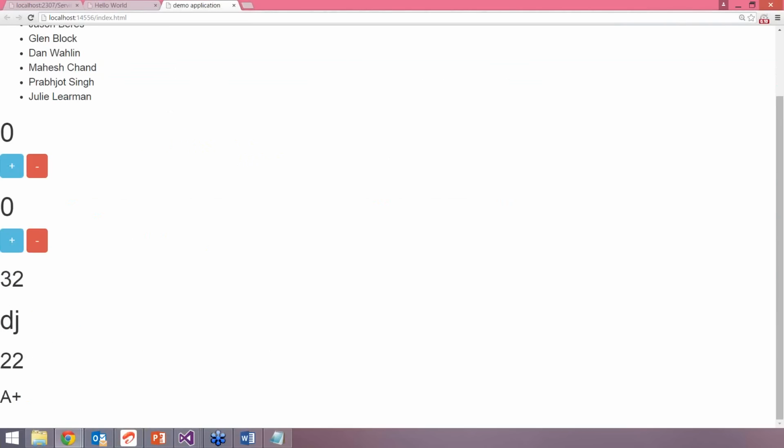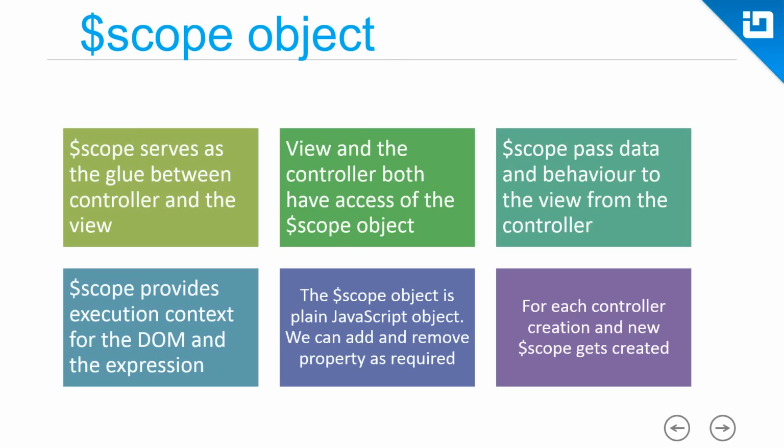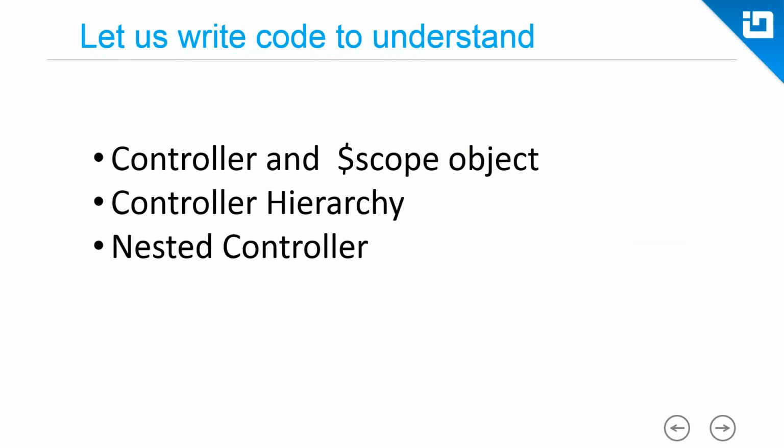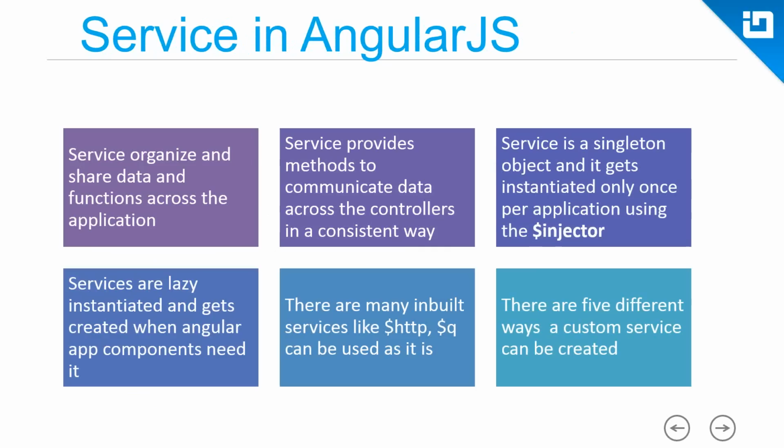Let us move to our next topic. We learned about the scope object, rootScope, controller scope object, controller hierarchy, and nested controllers. Now let us see how services in AngularJS work. Controllers are constructor functions. If you use a controller 10 times, 10 objects of the controller will get created. We just saw that in the demo.